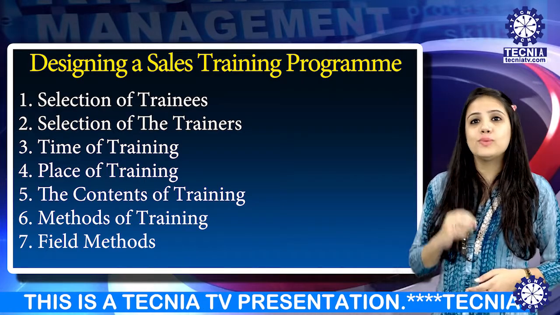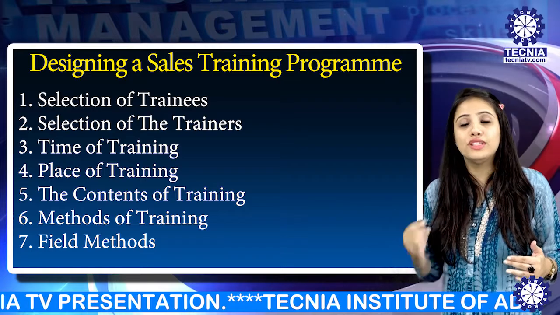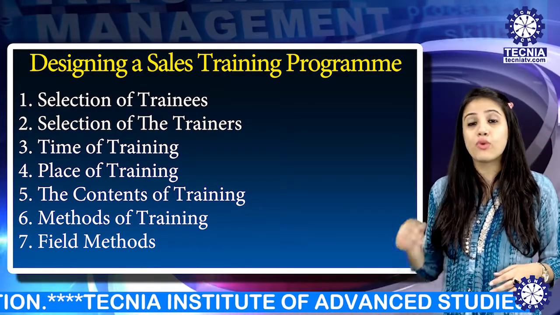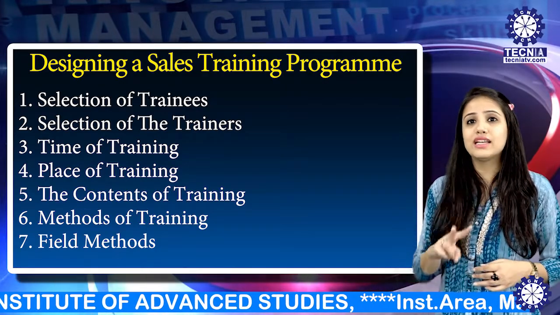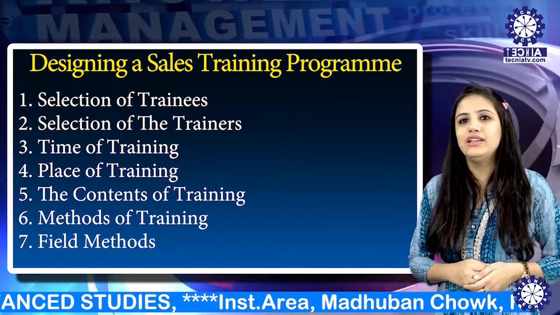Next point while designing the sales force training program, the contents of training. The primary objective of training is to teach how to sell or to improve the current selling skills. Therefore, the main content of training is product knowledge and persuasive communication skills. These are the two major points to keep in mind while preparing the contents of the training.